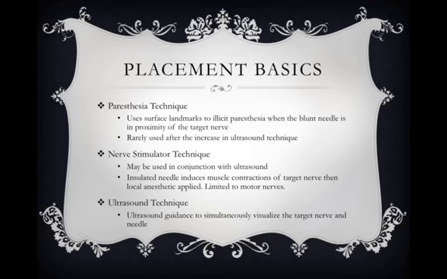So there are a couple of ways that you can place the block, and again, I don't want to go over these in too much detail, but it's important in case your patients ask you how these blocks will be performed. The initial technique that was used when regional anesthesia first came about was a paresthesia technique. This uses surface landmarks to elicit paresthesia when the blunt needle is in the proximity of the target nerve. So this would essentially just focus on bony and fleshy landmarks to guide your needle placement. And this is now rarely done with the increase in ultrasound technique.